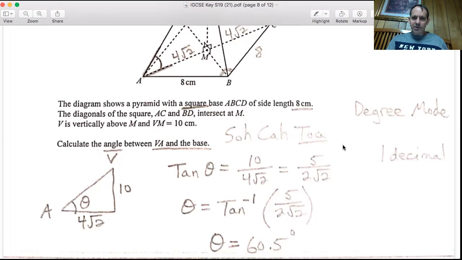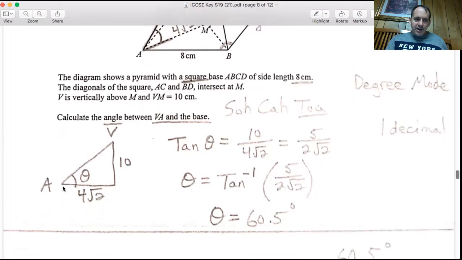Means we can use SOHCAHTOA. Don't forget to put your calculator in degree mode. And since our angle of orientation is over here, the 10 is the opposite, the 4 root 2 is the adjacent. So we want to use tangent because it is opposite over adjacent. Tan theta equals 10 over 4 root 2.